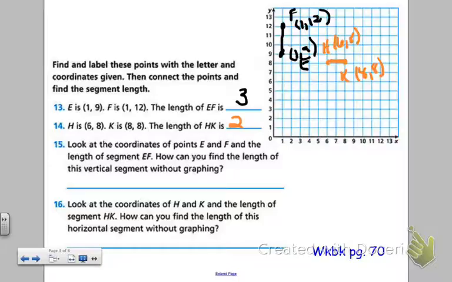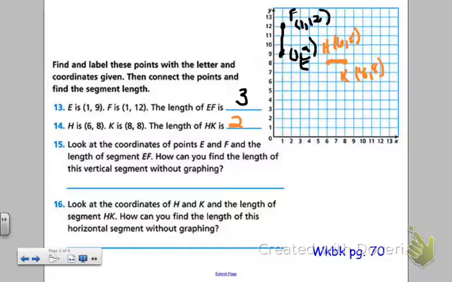Now look at the coordinates of points E and F and the length of segment EF. How can you find the length of this vertical segment without graphing? Imagine that you didn't have the coordinate plane there anymore. Imagine the grid lines are gone. How could you find the length of this vertical segment without graphing it? If you remember, on the last slide I talked to you about how you could subtract the coordinates, and you'll see the length that way.